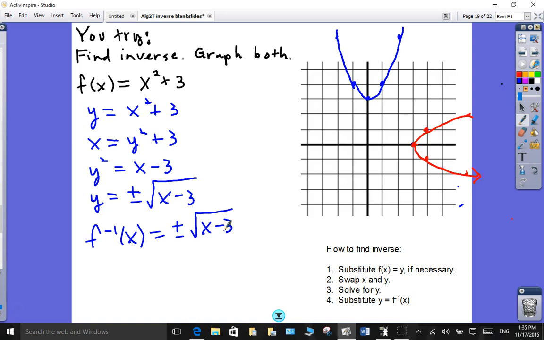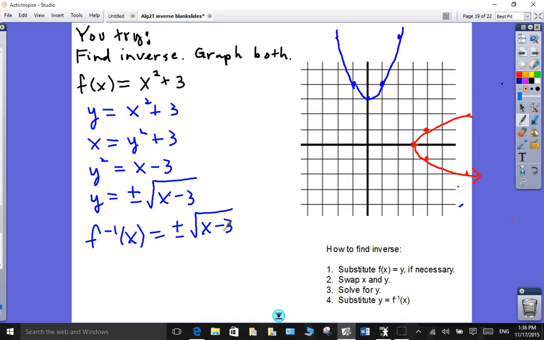So you should have replaced the f of x with a y, switched the x and the y, and solved for y. And again, you're going to get a plus or minus the square root. Now, we just said the parent function should be like this. The effect of a minus 3 inside a function means right 3. And then because of the plus or minus, you've got both the top half and the bottom half.